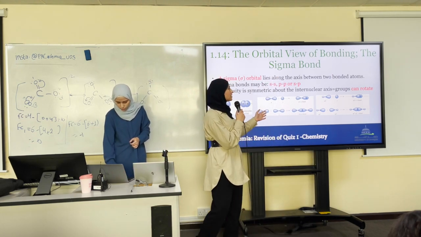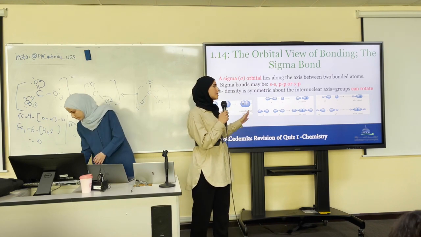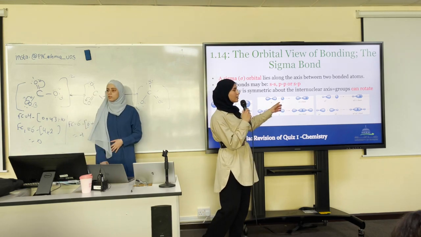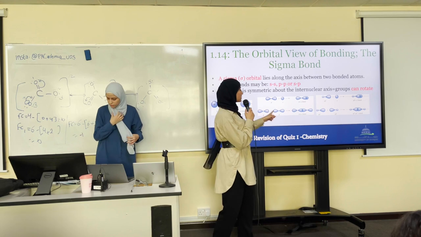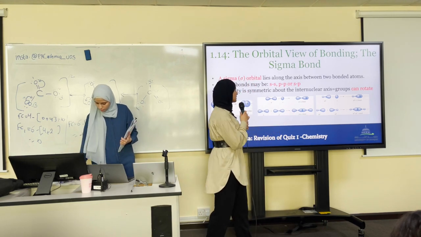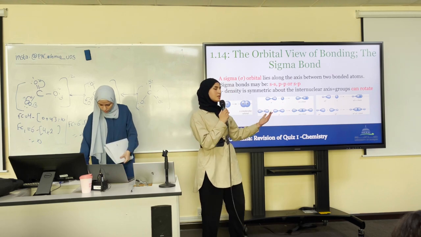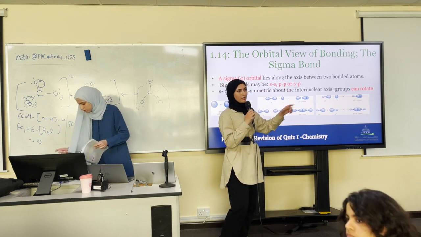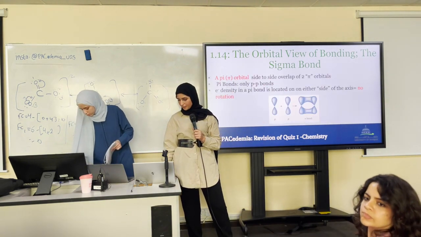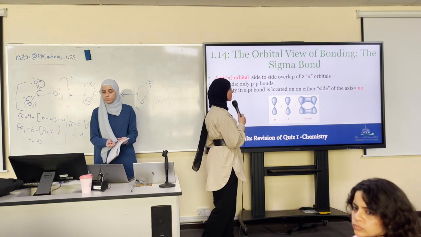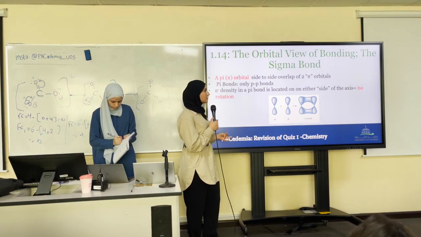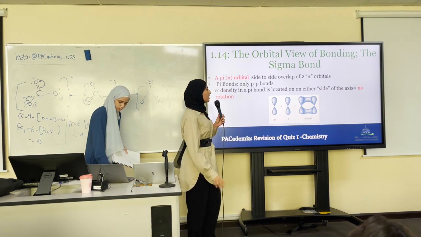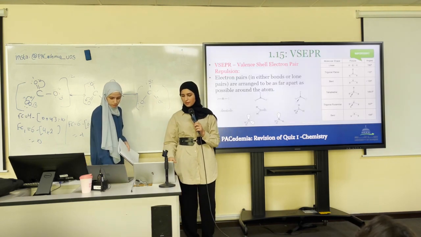Okay, so for sigma bonds, do you know what is a sigma bond? Yes, it is the bond that forms on the internuclear axis, so it is between the two atoms. And what are the sigma bonds? It can be between S and S subshells, or P and P, or S and P. Okay. And what is a pi orbital? Side to side. Yes, exactly. It is on either side of the axis.